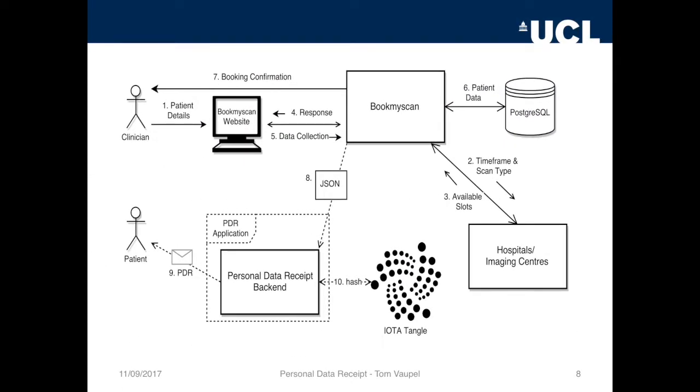In the following diagram, the data flow of the complete architecture can be seen. The clinician first selects the time frame and scan type, which are then sent to the hospitals and imaging centers. Those send back the available time slots they have. These are going to be shown on the Book My Scan website, and the clinician can then choose one and enter all the patient details.